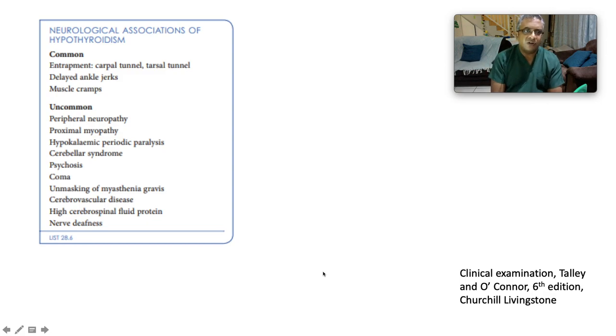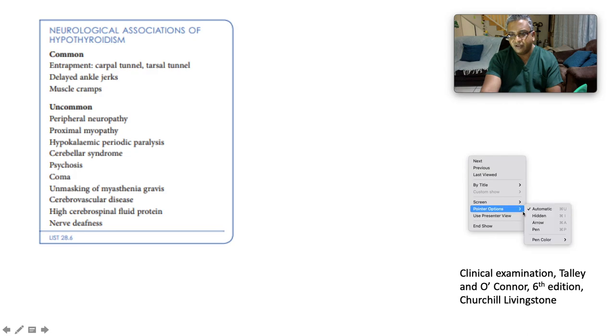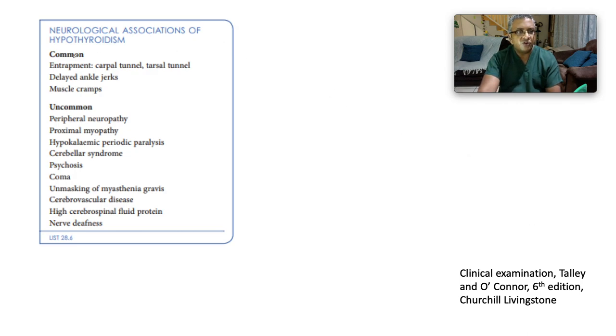What are the neurological associations of hypothyroidism? There's a whole bucket load of them, right? But I just want to draw attention to some of them. So commonly we get entrapment, right? The classic example there is carpal tunnel and tarsal tunnel syndrome. So you're going to do your Phalen test, you try and listen for your Tinel sign. Look for those delayed ankle jerks, especially affecting the Achilles. And muscle cramps. And uncommon phenomenology here include peripheral neuropathy, proximal myopathy, hypokalemic periodic paralysis, cerebellar syndrome.